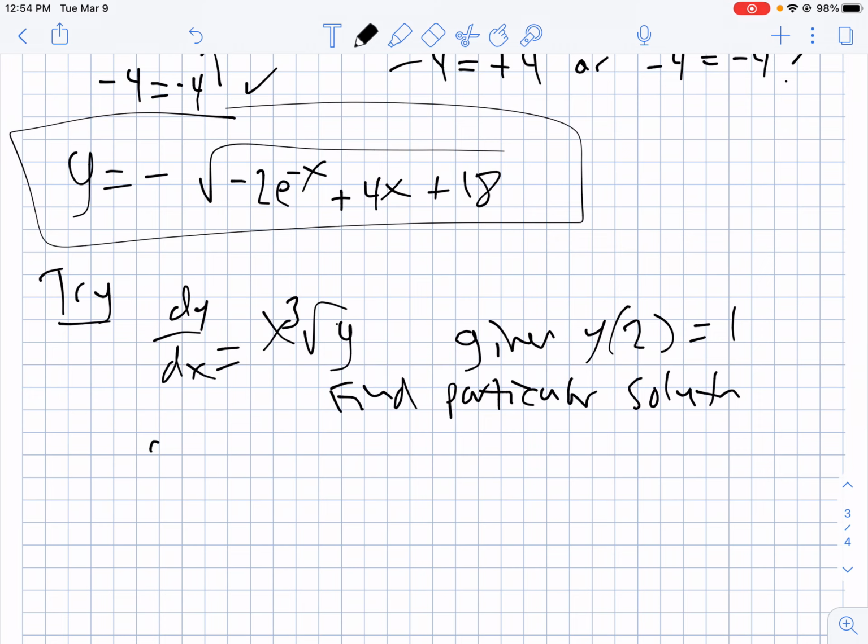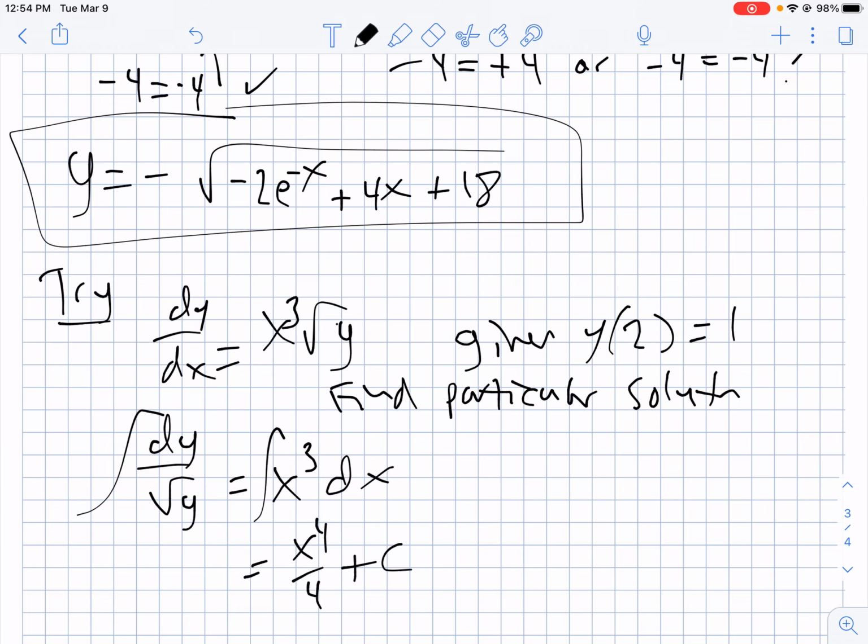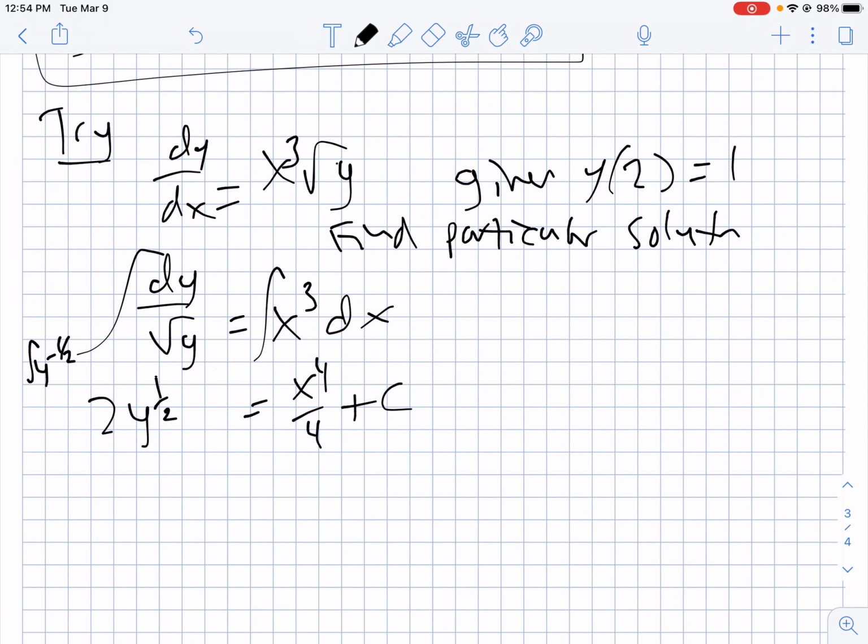Okay, so we're going to get dy over square root y equals x cubed times dx. So we integrate both sides. The right side is pretty easy, x to the 4 over 4 plus c. On the left, you're integrating y to the negative 1/2. So we add 1 to the power, so y to the 1/2, and balance in front. Again, we just always put the plus c on that side.